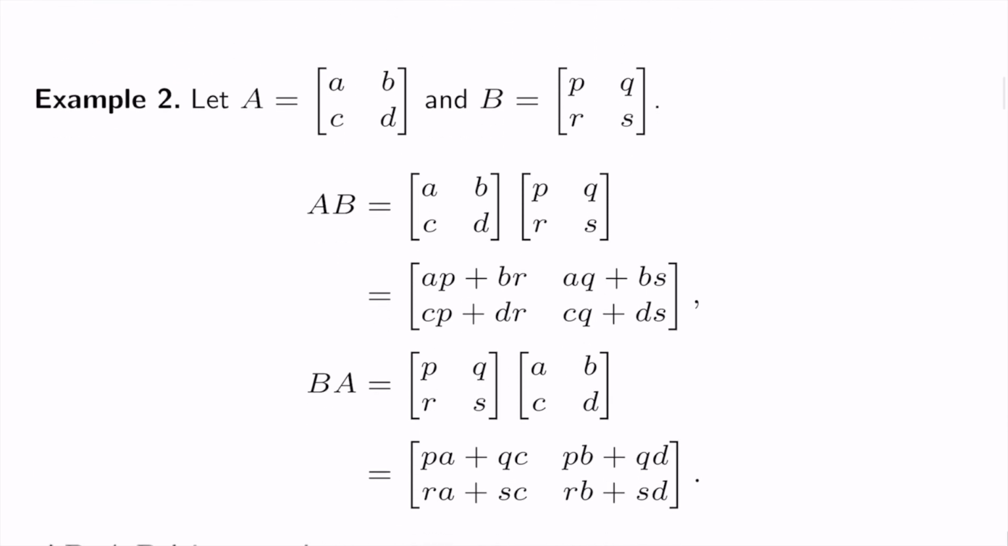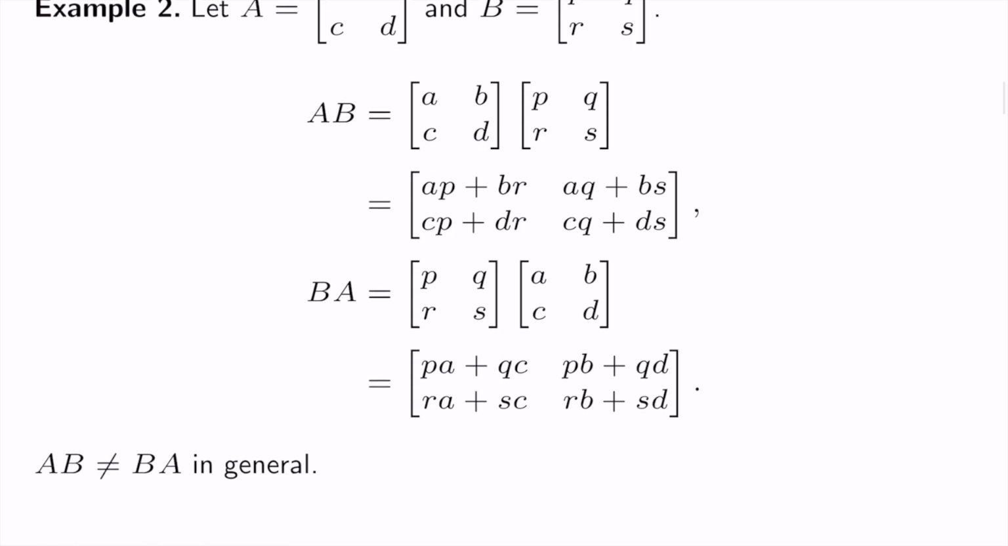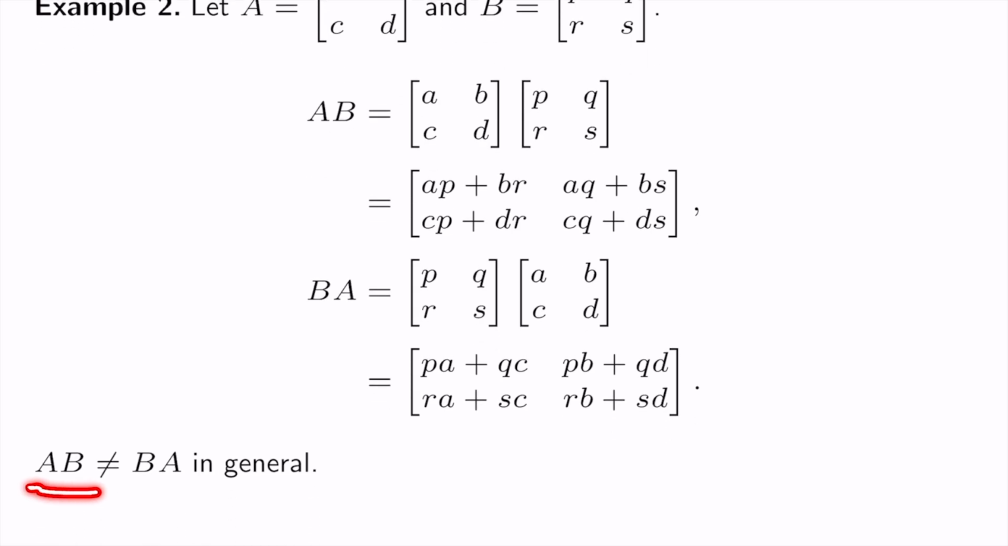So let's generalize this a little bit. Suppose we have two matrices A and B as this and this, with entries A, B, C, D and P, Q, R, S. Then if we multiply A and B in this order, we have this matrix as the product. On the other hand, if we calculate BA, we have this. And if we compare the elements of these matrices, we can see they are different. So in general, commutativity does not hold in matrix products, or we say matrix multiplication is not commutative.